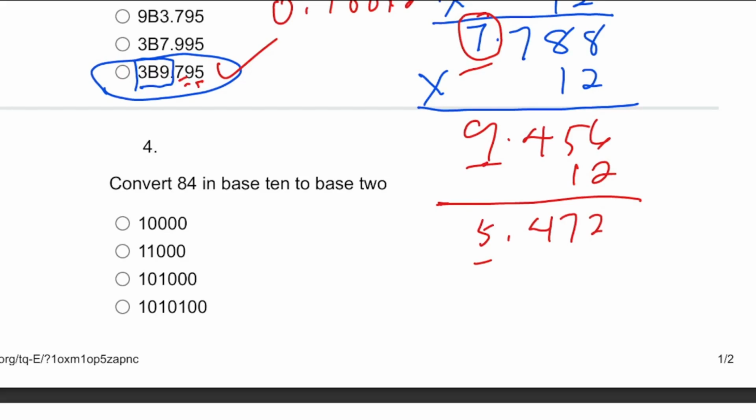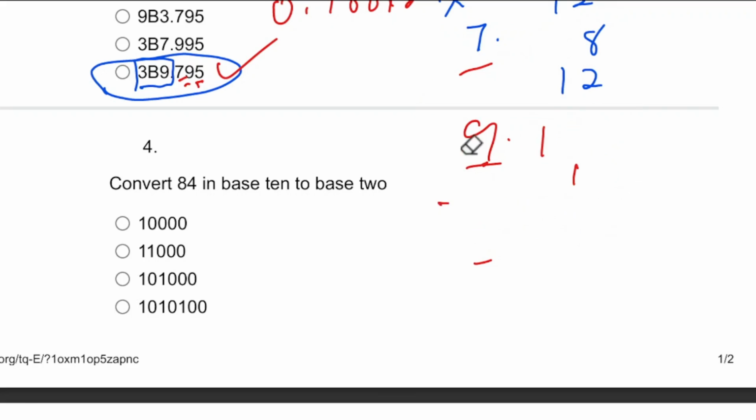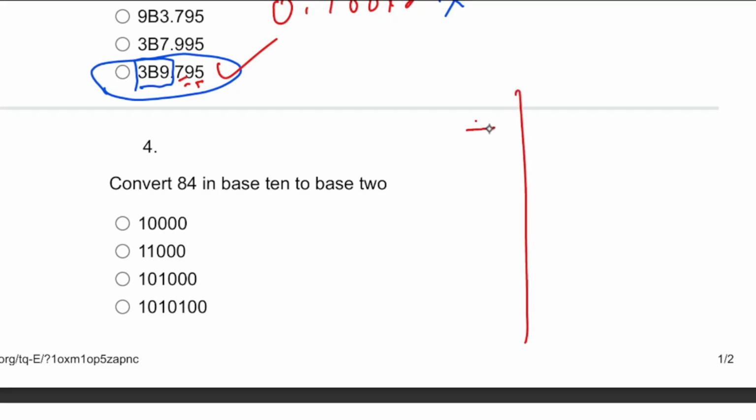So the next question is question 4. So let me clean this part, to have a space to write. Question 4: convert 84 base 10 to base 2. So this one is straightforward. This one is just a normal one. So you have it, all right.